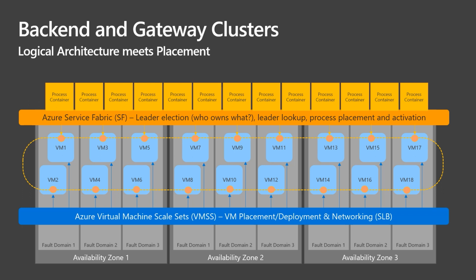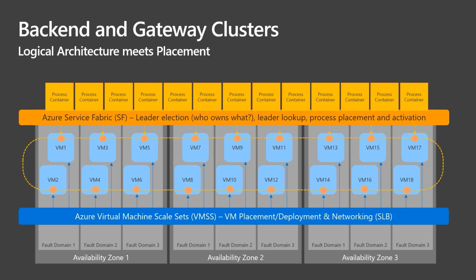It also helps us find leaders. We, for instance, need to have a leader for who owns which partition, where does a partition live, and then where do the secondaries, effectively the failover points in the different availability zones or in the different fault domains, lie if the primary dies. All of that is done automatically by Service Fabric.